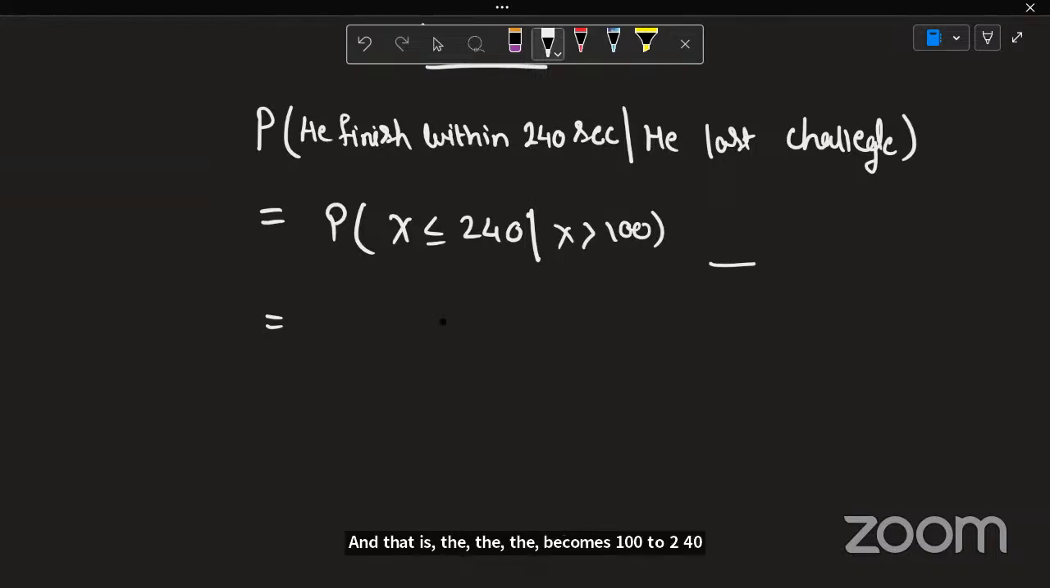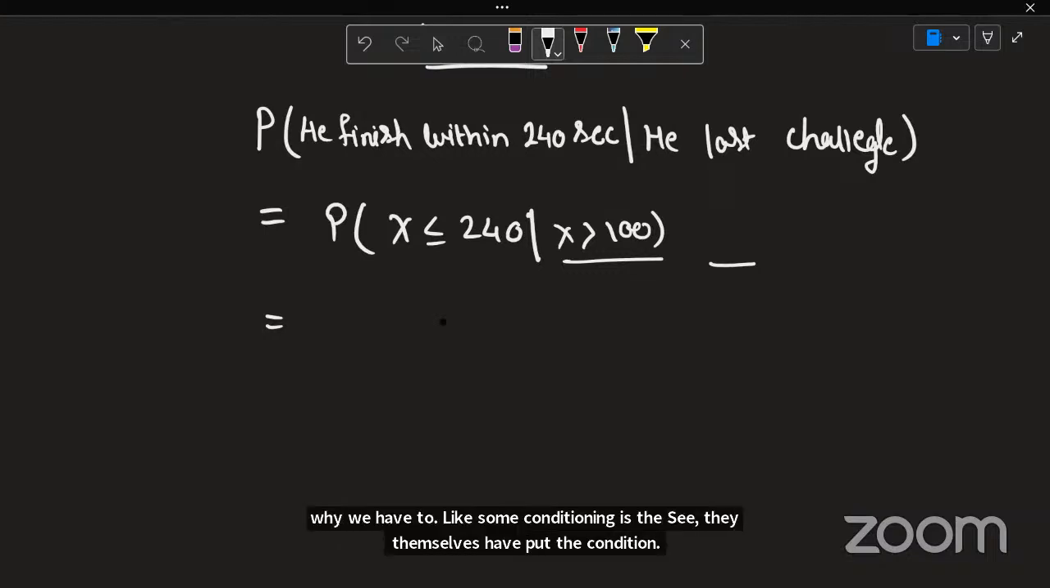But that is only one of the cases. See, if you have to calculate the probability that he finishes within 240 seconds, then the time can be less than 100 and also more than 100. But they precisely mention that he has to finish within 4 minutes, but he has lost the competition. That's why we are going with this condition. He has participated in the competition, so some conditioning is there. They themselves have put the condition. That's why, if conditioning is there, you have to take the condition.